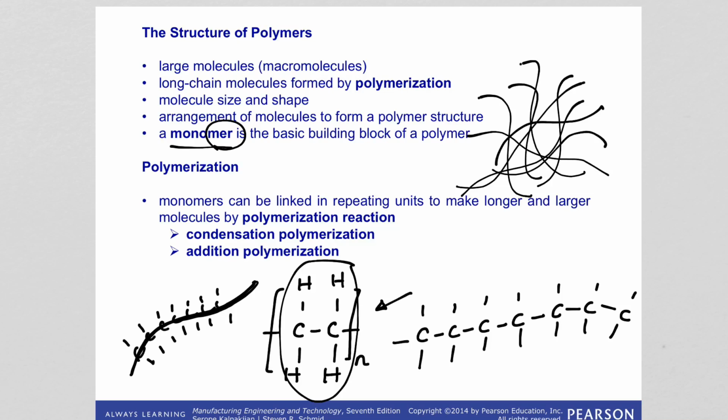So how do we make those chains longer? By repeating these building units. We call that a polymerization reaction. There are two types of polymerization reaction: one is condensation polymerization, and the other one is addition polymerization.